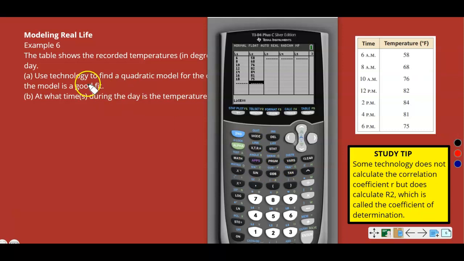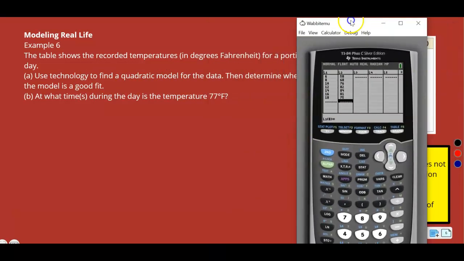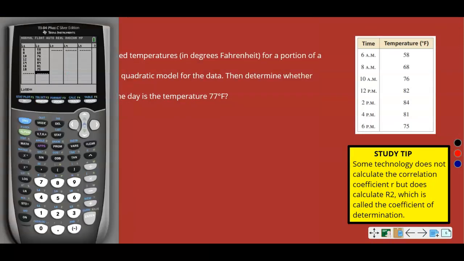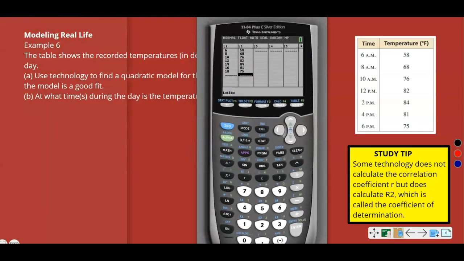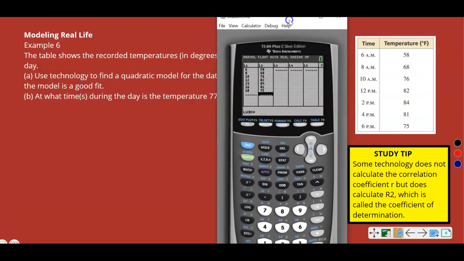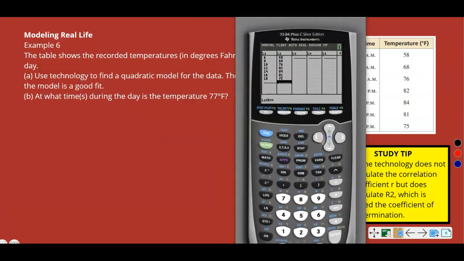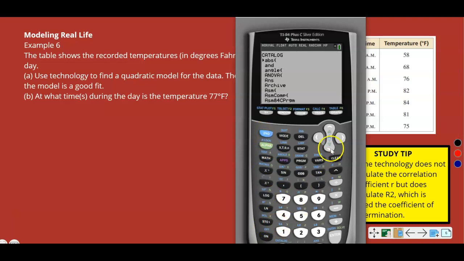It says use technology to find a quadratic model, then determine whether the model is a good fit. So we're going to ask our calculator to write a model and then determine if it is a good fit or not. The first thing I want to do is go to second 0, which is catalog, and we want to turn on our diagnostics.